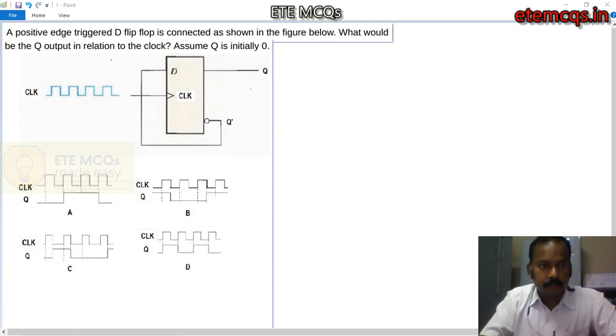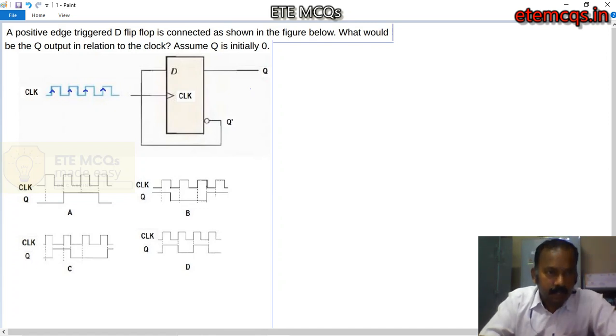So we are given a positive edge triggered flip-flop, which means that the output will be produced only at the positive edge triggering of the clock pulse. That is, the flip-flop will be triggered only at the positive instant. Only at the positive edge triggering the flip-flop triggers. So it is a positive edge triggering flip-flop. Let us mention it clearly.